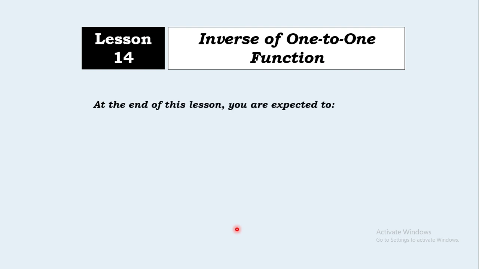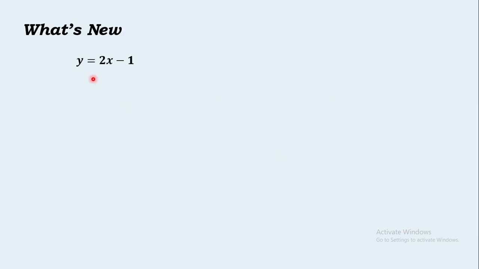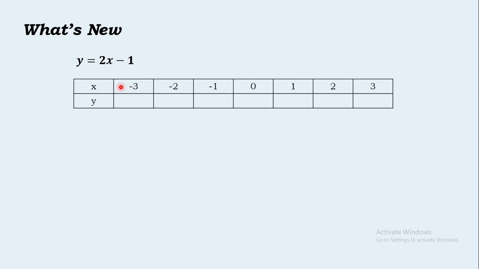At the end of this lesson, you are expected to determine the inverse of a one-to-one function and identify the properties of the inverse of a one-to-one function. For example, you are given y equals 2x minus 1, and you are given the values of the domain. We have here our table of values. We are given the values of the domain: negative 3, negative 2, negative 1, 0, 1, 2, and 3. Now let us try to solve for the values of the range using this function.